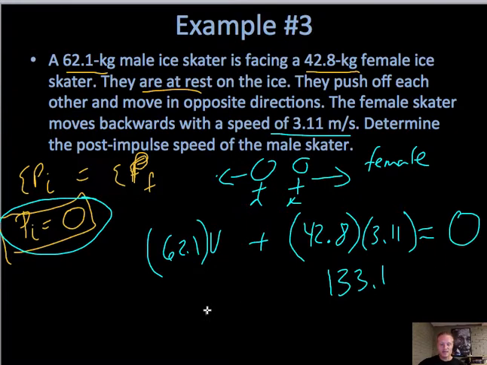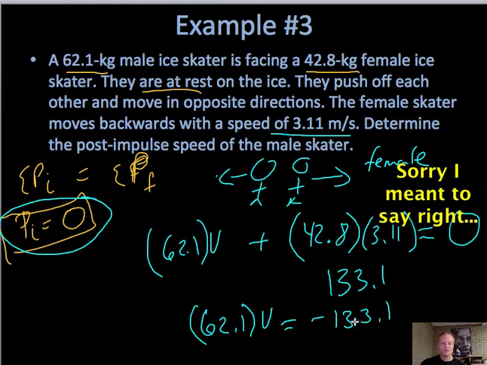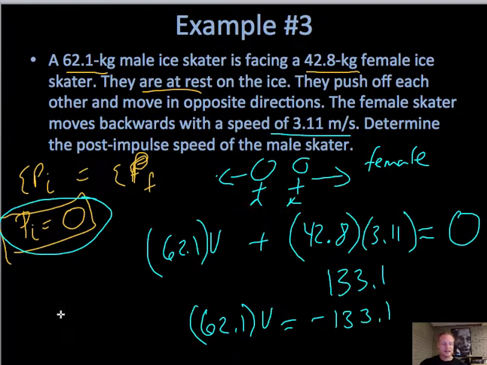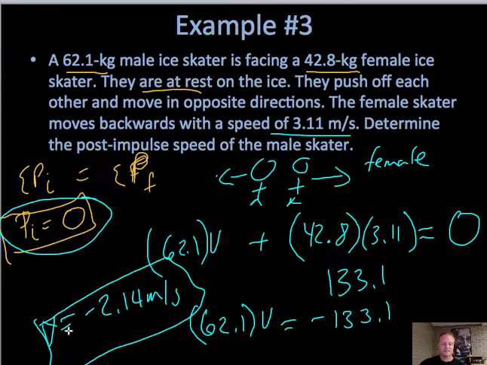Okay, and so basically what I'm left with is 62.1 times v equals negative 133.1 because I moved that over to the left. And now if I do this algebra, 133.1 divided by 62.1, I get a velocity of negative 2.14 meters per second.